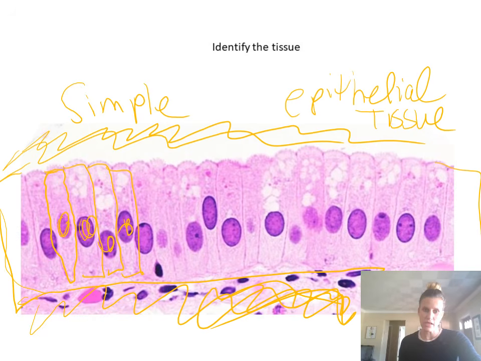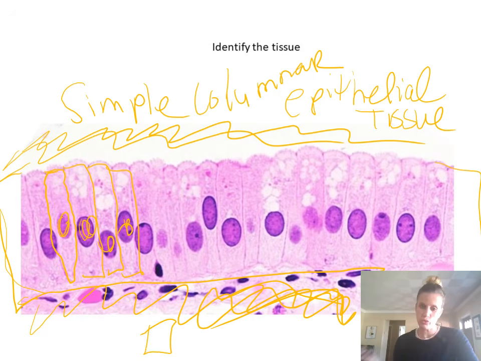Now, what shape are these cells? These are very clearly long rectangles. So we call those columnar. So this is simple columnar epithelial tissue. If these were squares like that, it would be cuboidal. If they were more flat, it would be squamous. Okay, this is simple columnar epithelial tissue.